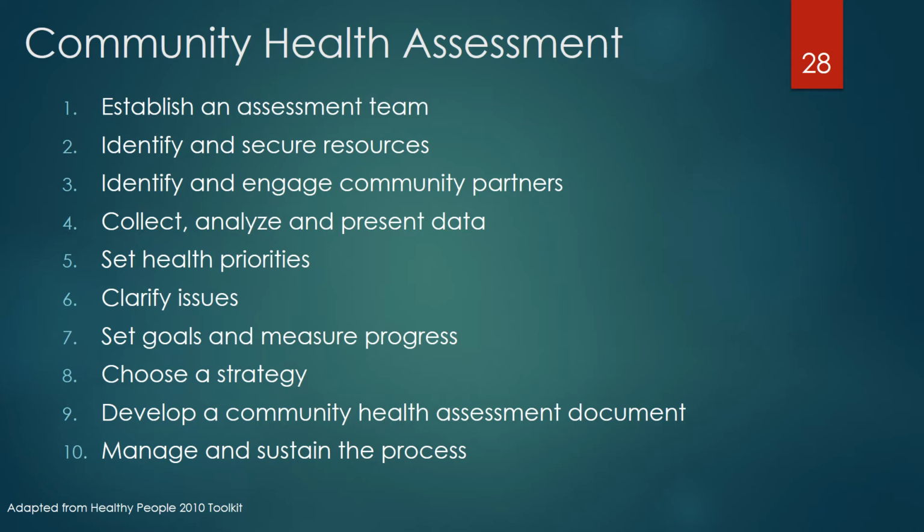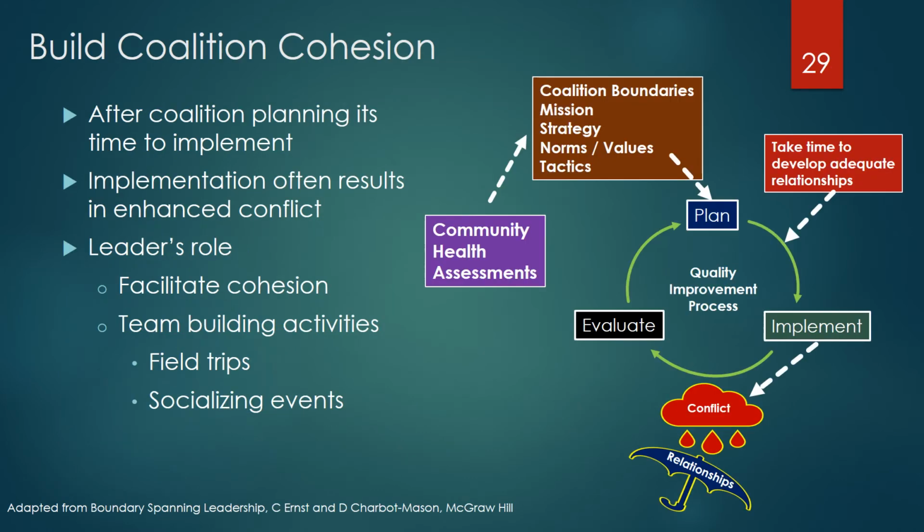5. Set health priorities. 6. Clarify issues. 7. Set goals and measure progress. 8. Choose a strategy. 9. Develop a community health assessment document. 10. Manage and sustain the process. Community health assessment is covered in more detail in other sessions of the North Dakota Public Health Training Network. After planning, it's time to implement. Conflict of coalition members' beliefs and values may be seen during the planning stage, but often is exacerbated during implementation when coalition activities take place.